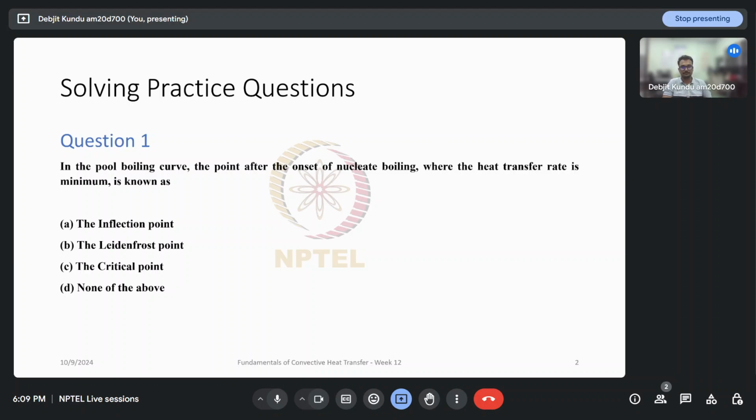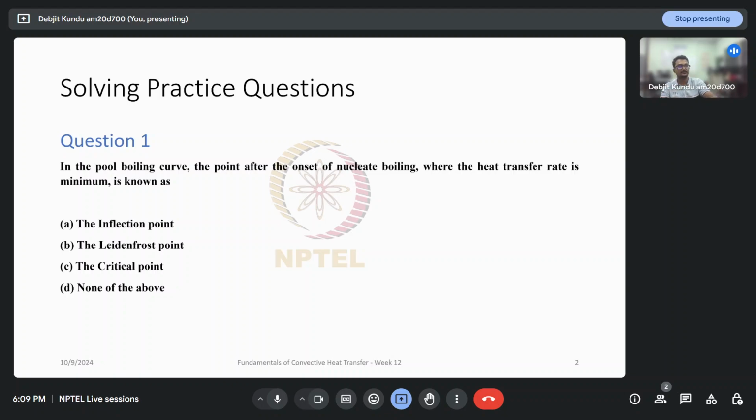So we have question number one, which is asking us: in the pool boiling curve, the point after the onset of nucleate boiling, where the heat transfer rate is minimum, is known as what? Option A, the inflection point. Option B, the Leidenfrost point. Option C, the critical point. Or is it option D, none of the above?